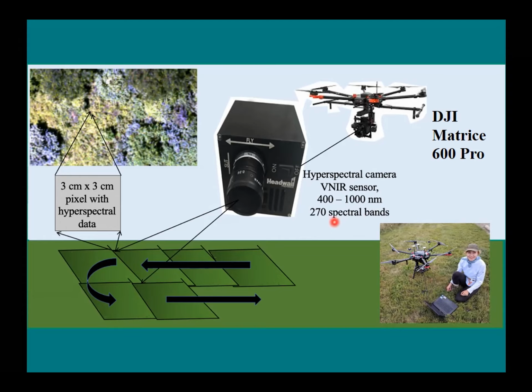This records 270 spectral bands. So the Landsat Thematic Mapper gave us 7. Okay, this is giving us 270. So the bandwidth is 2 to 3 nanometers. So every 2 to 3 nanometers, this is collecting information. And it's very high spatial resolution too. We can get 3 centimeter by 3 centimeter pixels, depending on the height and the speed of the flight.